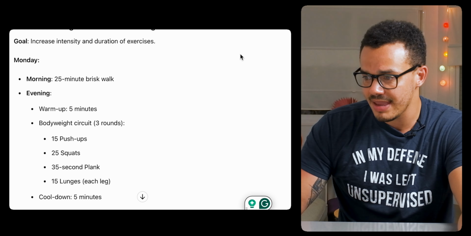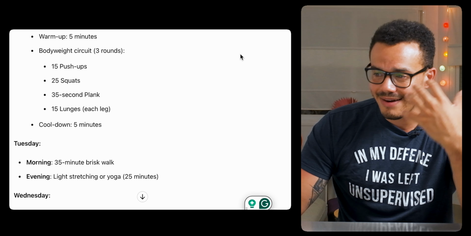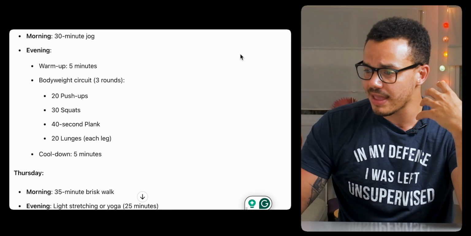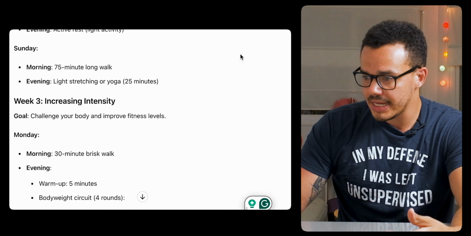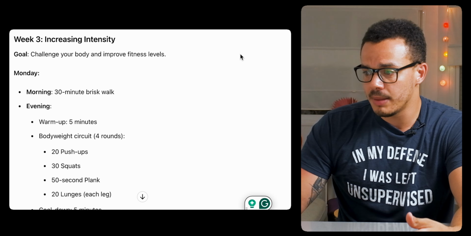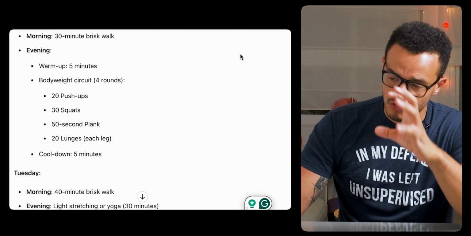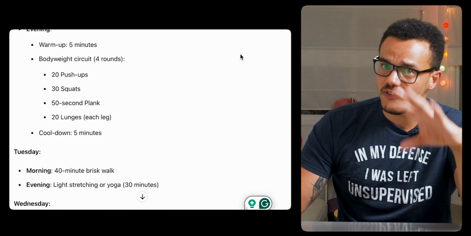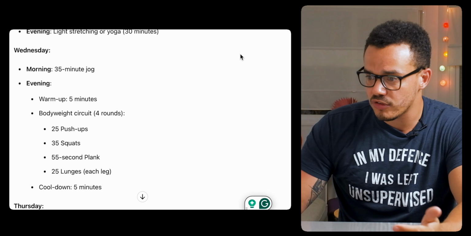Week 2, increase the intensity and duration of the exercises. It tells you what it is, the goal. I love that. It builds that motivation. As you're going down, again, week 3, challenge your body and improve fitness levels. So again, it's created this system based off of that week by week format. And I just love the detail.